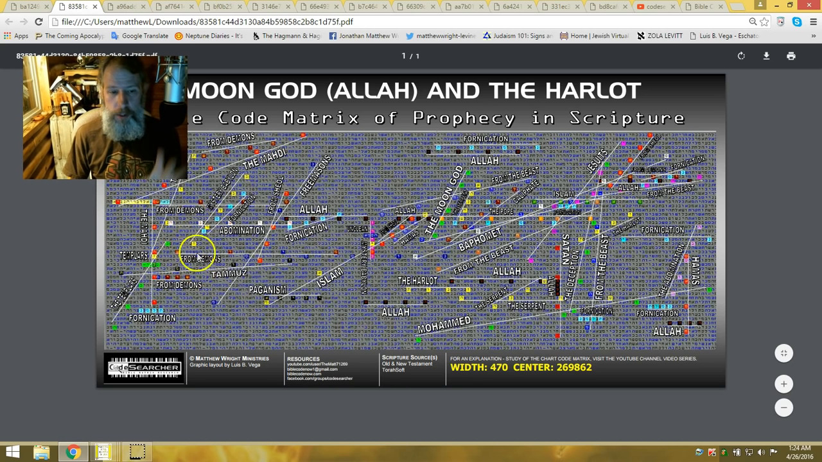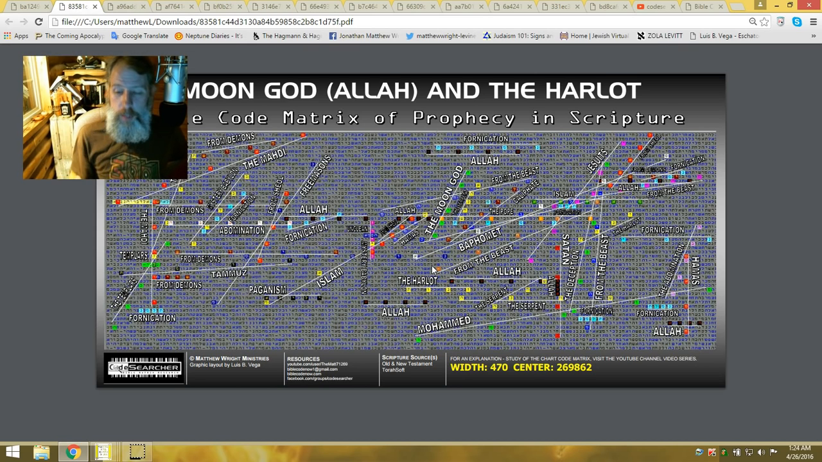So in this particular table, which is Mystery Babylon, we've got the moon god, Allah, from the beast, the caliphate, the Pope, and Allah connected together. Unclean, Hamas, and Islam connected. Baphomet is in here. Now look at the cluster of this particular table. This particular width is a small cylinder at 470. Now that is incredibly small clustering of words.